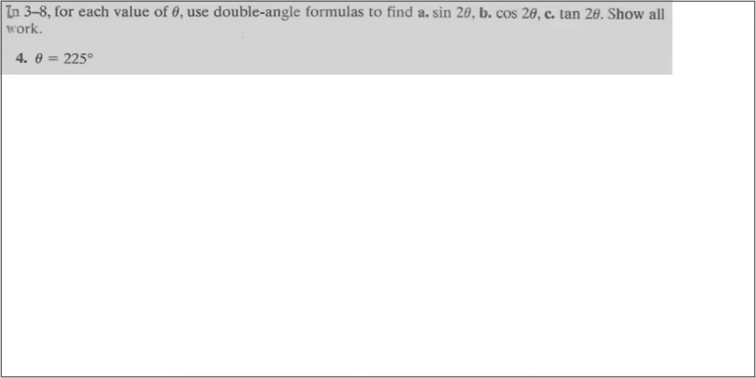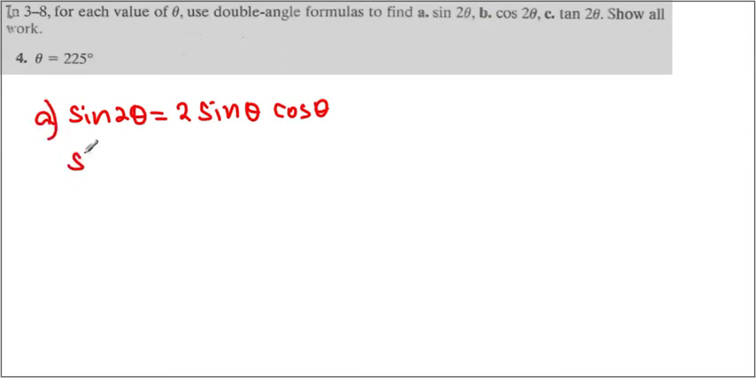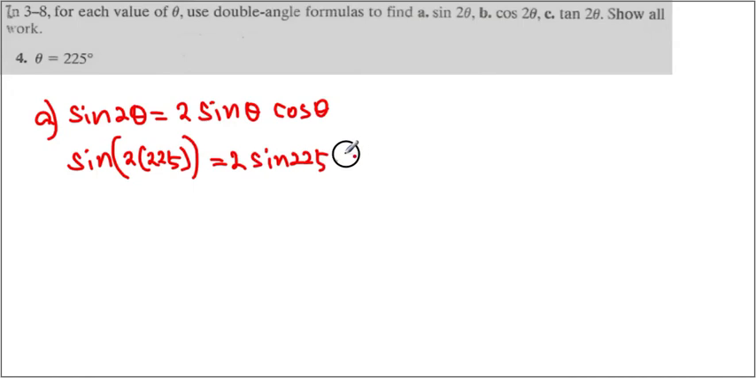Alright, so next is this question. We have to express sine of 2 theta, cosine of 2 theta, and then tangent of 2 theta. Now, sine of 2 theta is in fact equal to 2 sine theta cosine theta. Then in this case, in case of A, we are looking at sine of 2 times 225. Now that becomes 2 times sine of 225 times cosine of 225.